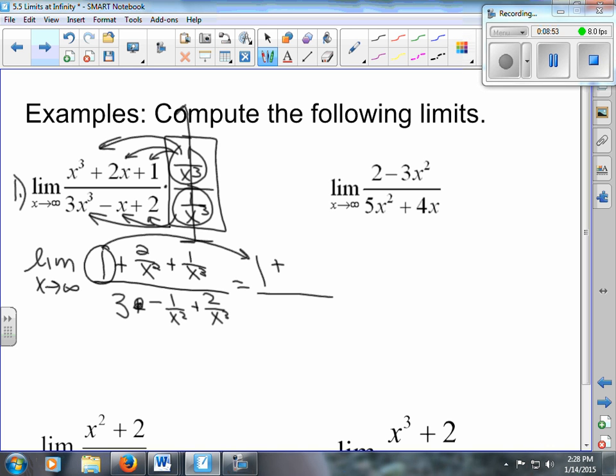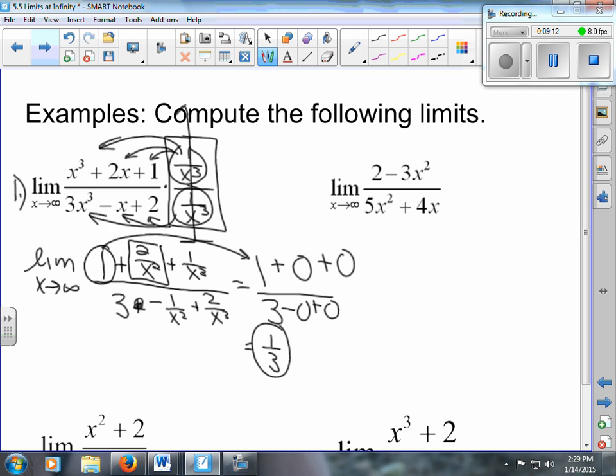And then in the next piece, I'm going to use that theorem. As x goes to infinity, 2 divided by infinity, that is nothing. That's 0. And then at the end, I also have plus 0. And this is going to be divided by 3 minus 0 plus 0. And so this is the number 1/3, and that is your answer.